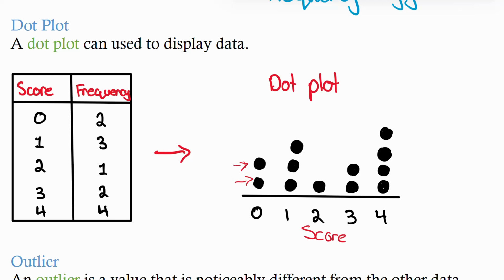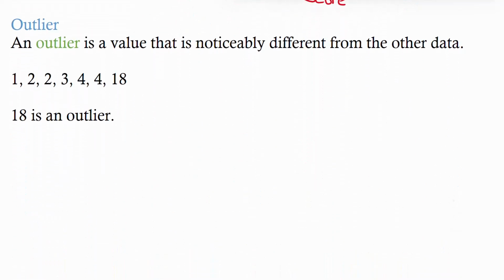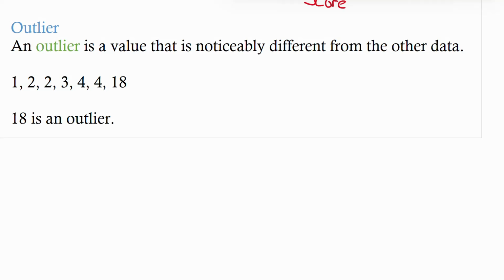All right, the last thing I want to cover is what we call an outlier, and an outlier is a value that is noticeably different from the other data. So here we have a data set, 1, 2, 2, 3, 4, 4, 18. We would count 18 as an outlier because it's so much different compared to everything else. It just doesn't really make sense, so we call that an outlier.